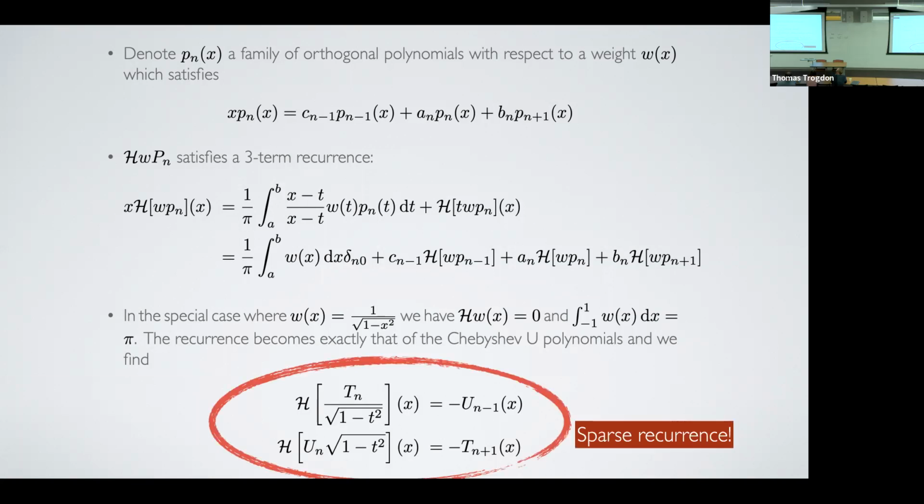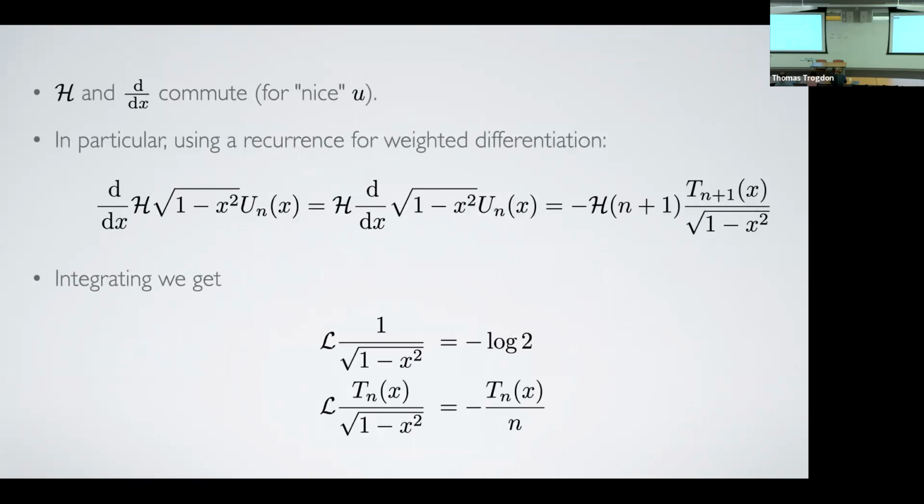This is telling us that if we use bases built out of Chebyshev polynomials, our Hilbert transform becomes essentially a diagonal matrix or a super-subdiagonal matrix. So this tells us how to get a sparse discretization for operators involving Hilbert transforms. I'll also mention we can do the same thing if we just integrate this formula. We get a diagonal relationship for the log kernel of Chebyshev.